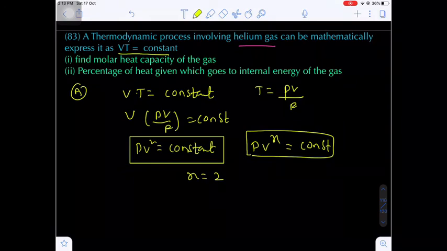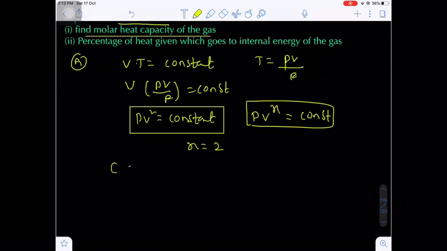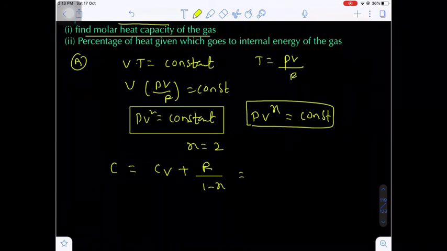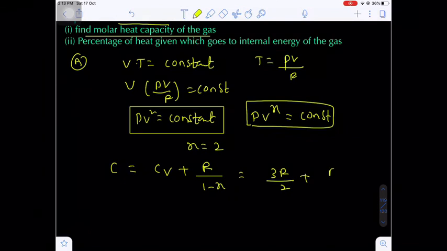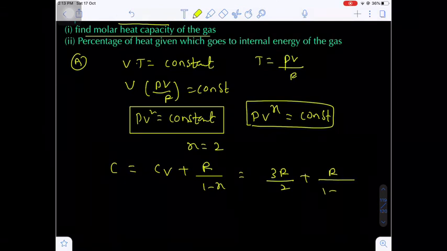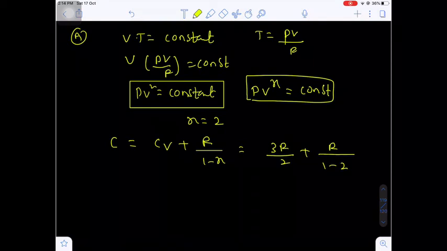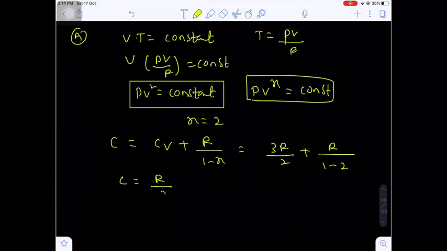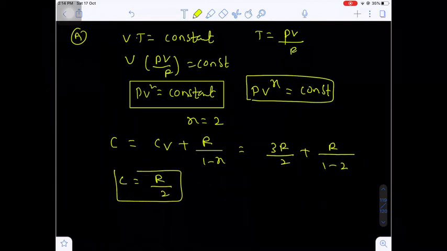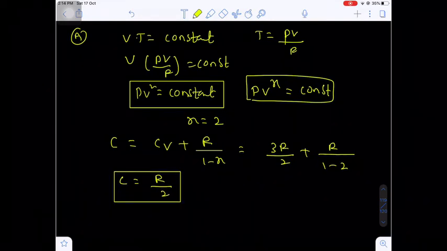Now what will be the first question? Find the molar heat capacity. What will be the molar heat capacity? C equal to Cv plus R upon 1 minus x. What is the Cv for monoatomic gas? 3R by 2 plus R divided by 1 minus, what is the x value here? 2. So 3R by 2 minus R, that means R by 2. So the molar heat capacity value will be equal to R by 2. Are you getting my point?